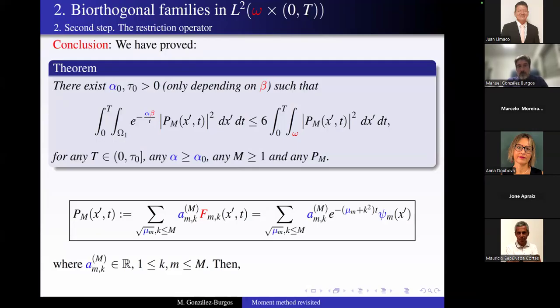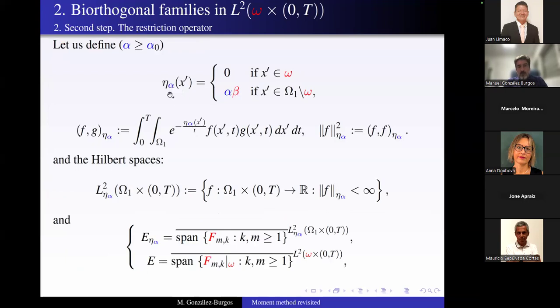Okay. In particular, we are going to take this quantity and alpha of x prime, which is equal to 0 if x prime belongs to omega and alpha beta otherwise. We are going to work with this L2 Hilbert space with weight. The weight is given by this exponential minus n alpha x prime over t. Okay, we work also with this closed subspace E eta alpha, which is the span of the family FMK with norm in L2 of n alpha and A, which is this quantity, this closed space.